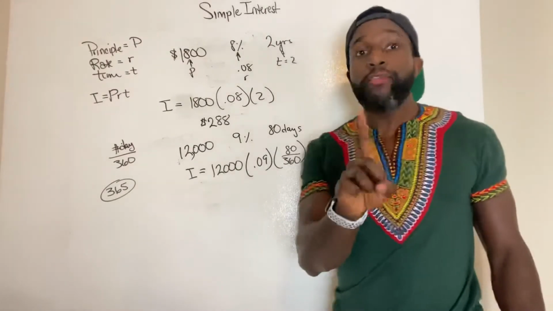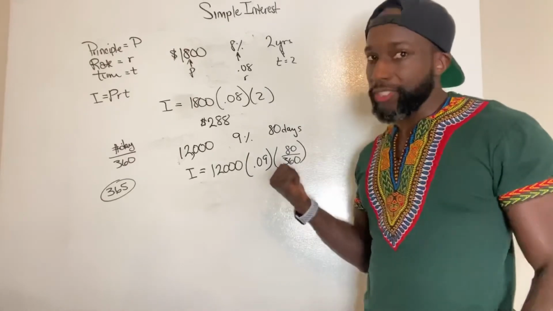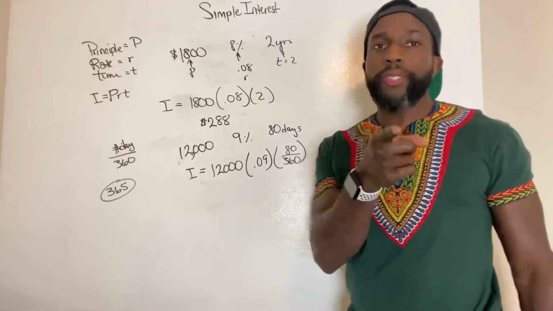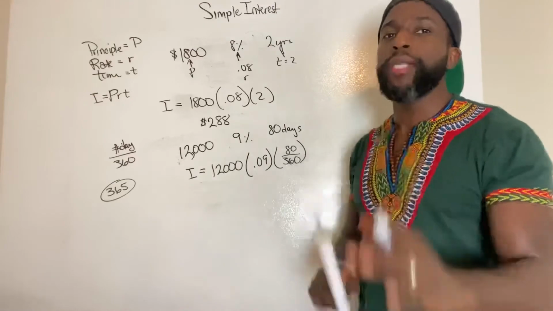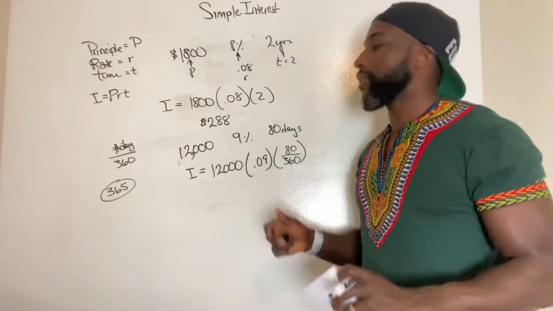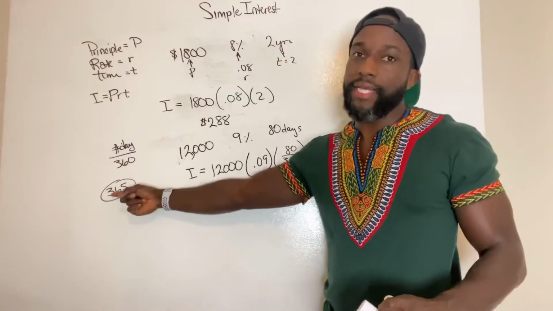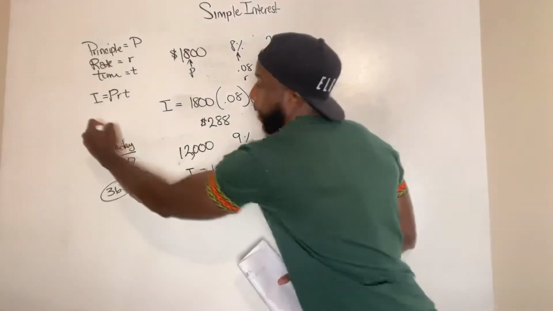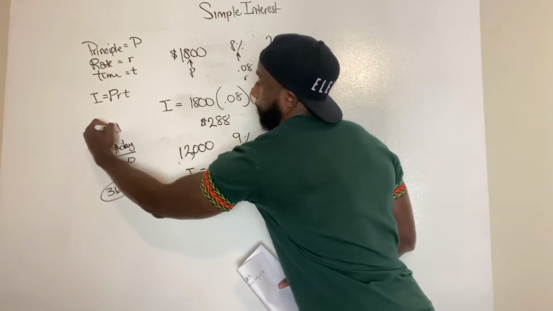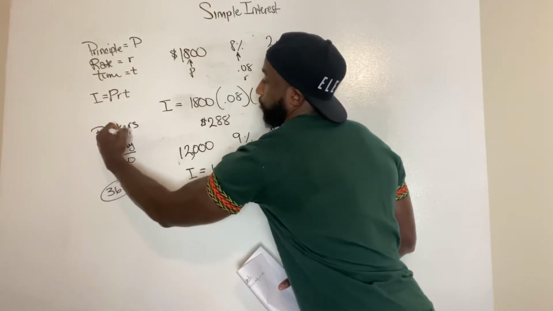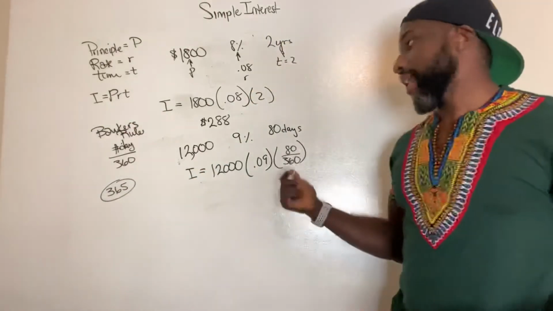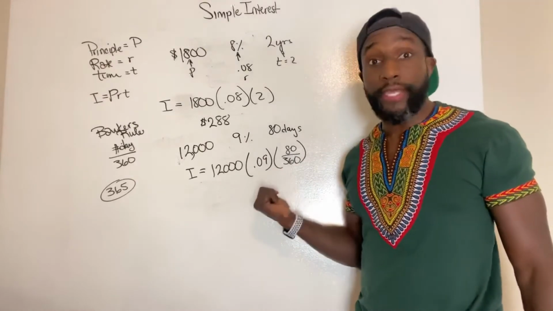Now, one thing you need to keep in mind, based on what you're seeing right here, is a reminder. What you want to keep in mind is time is always relative to a year. So when you think about 80 days, we think about 365 days in a year. However, we're using the banker's rule to reference our year, our time.